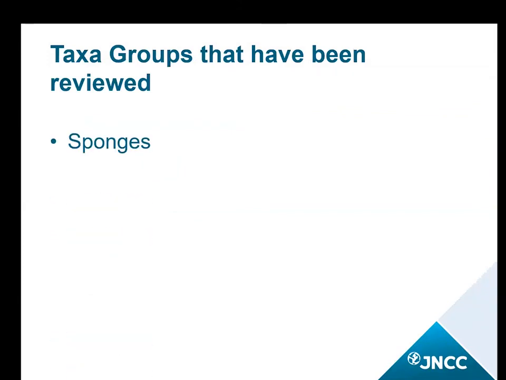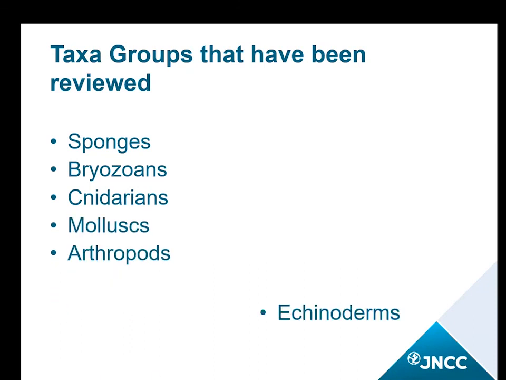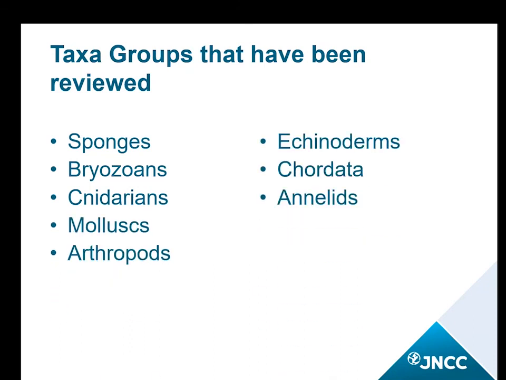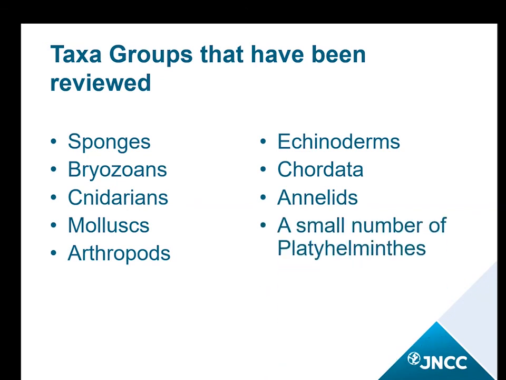Within those taxa groups, we looked at sponges, bryozoans, cnidarians, mollusks, arthropods, echinoderms, chordata, annelids, and a small number of platyhelminths that were within our spreadsheet. The list of taxa within the EIP was based mainly on shallow water species, not massively any deep water species, focused on less than 200 meters depth. The reason was just because of the list that already existed. But we were aware of that from the start and aware that we want to incorporate more deep sea species going forward.